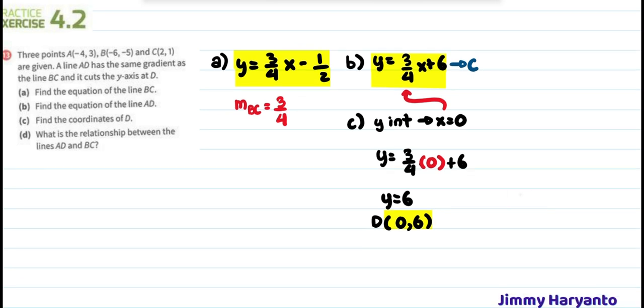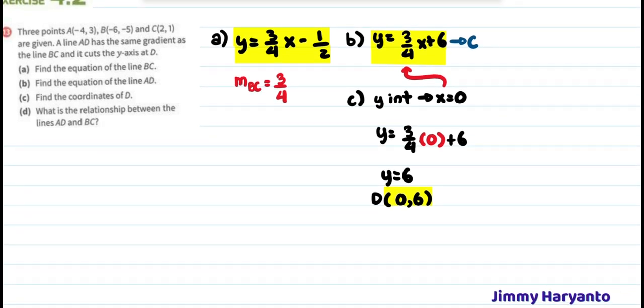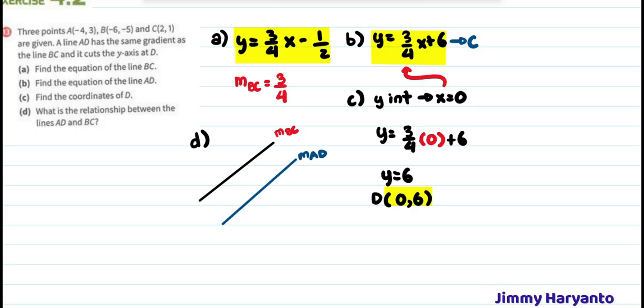And then what is the relationship between AD and BC? Because the gradient of BC, let's say this one is the gradient of BC, and let's say this one is the gradient of AD. Because the gradient is the same, that means the steepness is also the same. That also means the lines are parallel. So the relationship is parallel.